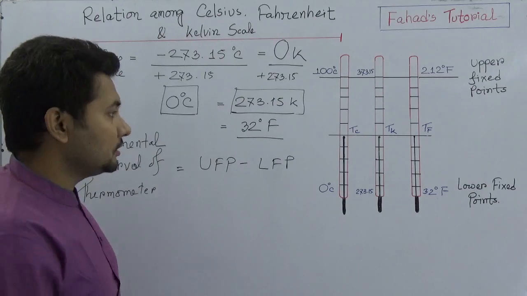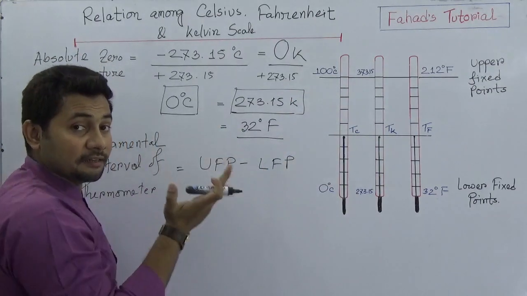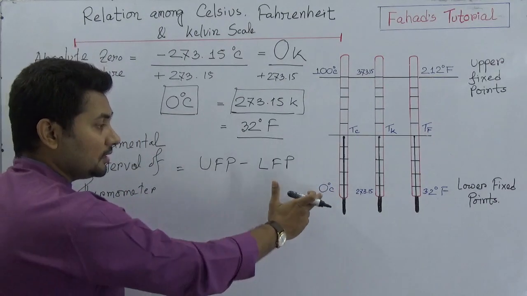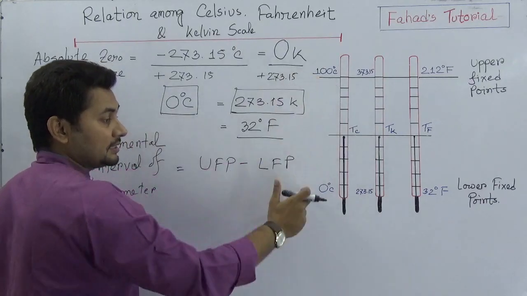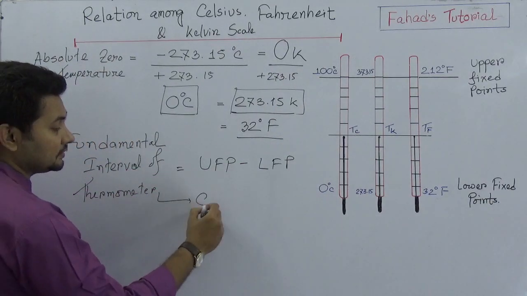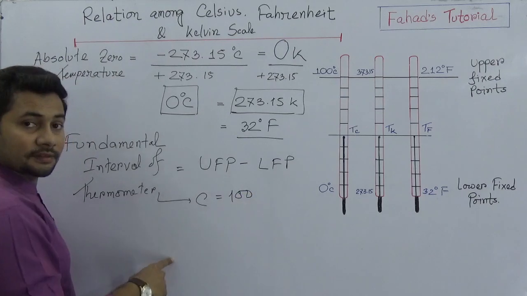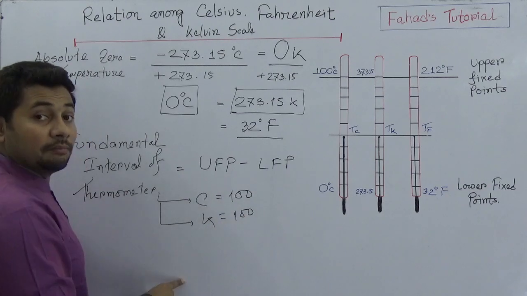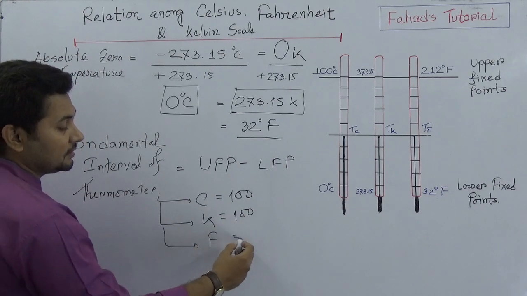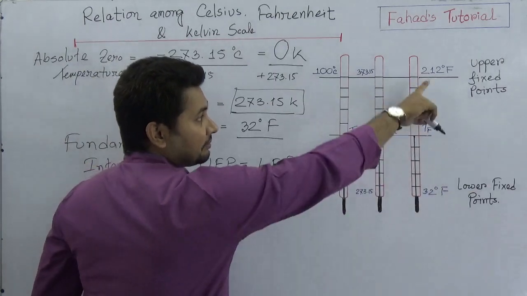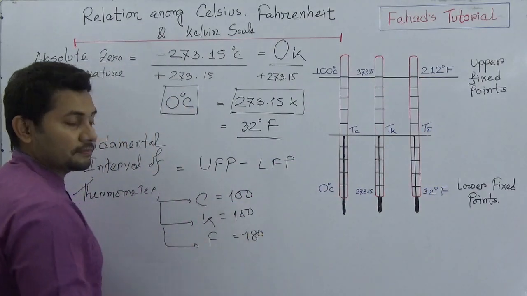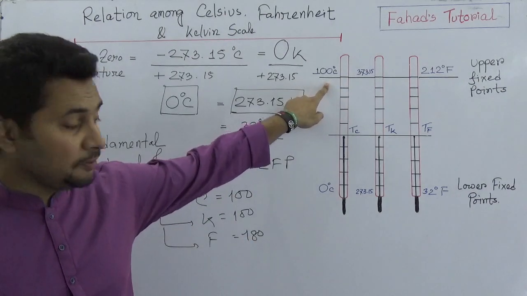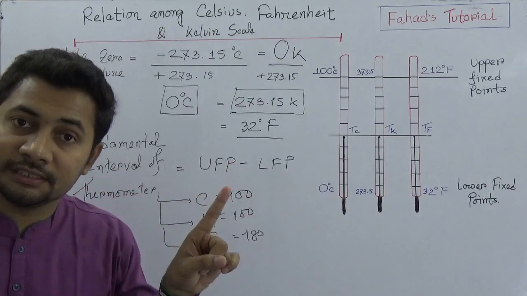This is very important. In case of the fundamental interval of the thermometer, we know that the lower fixed point of the Celsius scale is 0. The upper fixed point in case of Celsius is 100, right? In case of Kelvin it is also 100, but in case of Fahrenheit the difference between the lower fixed and upper fixed point is 180. So between the upper fixed point and lower fixed point of Celsius, it is 100.